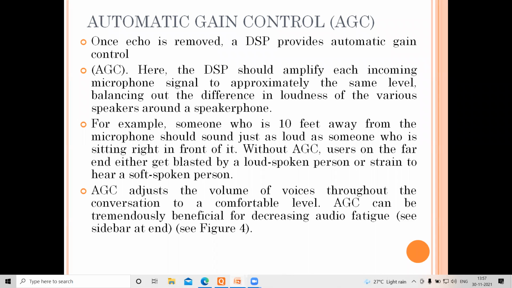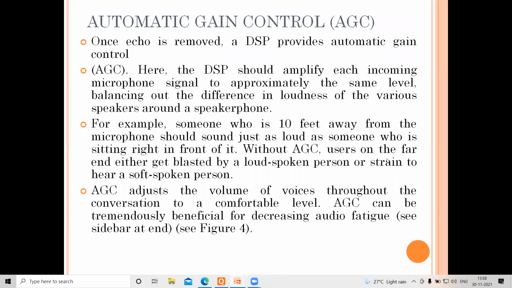The DSP, this digital signal processor, should be able to amplify each incoming signal from your microphone and bring it to the same level. What happens is, if somebody is sitting very near and his sound is very high, it might hamper the ears of a person. For example, someone who is 10 feet away from the microphone should sound just as loud as someone who is sitting in front of it.